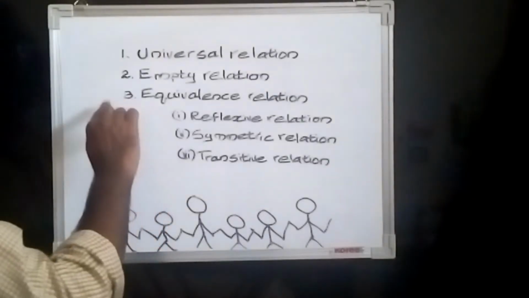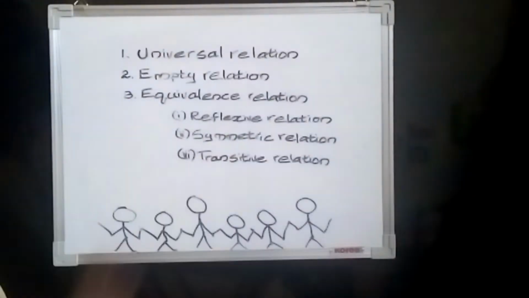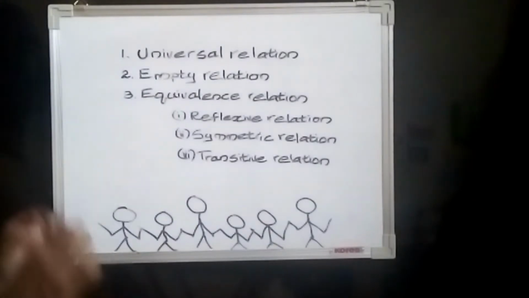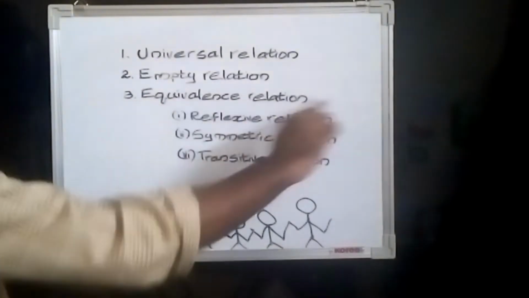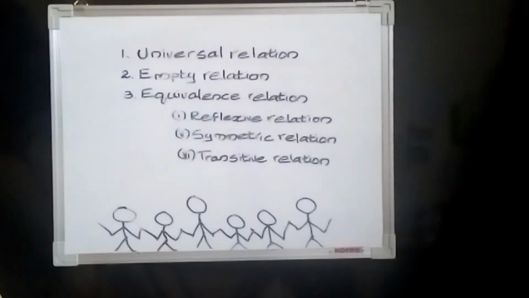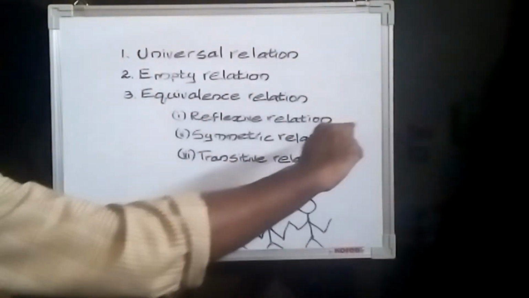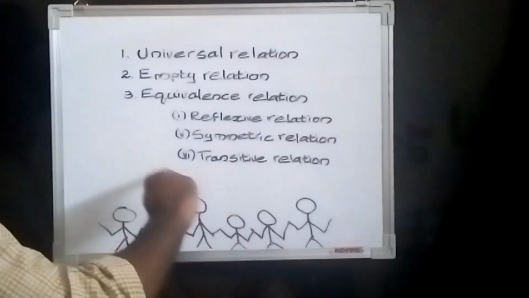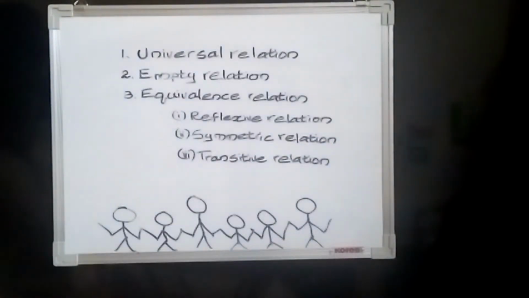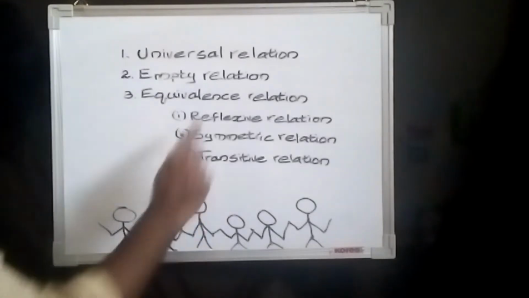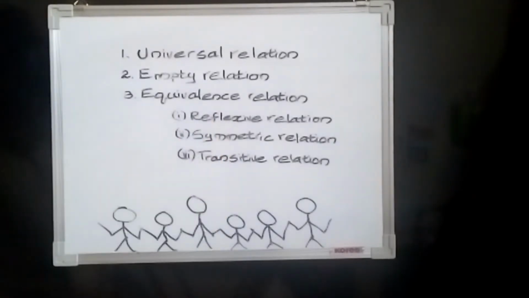Now, we have to study what an equivalence relation is. We have to study in detail what an equivalence relation is. And it is the most important one we have to study in this chapter. A relation in the set A is said to be an equivalence relation if it is a reflexive relation, a symmetric relation, and a transitive relation.